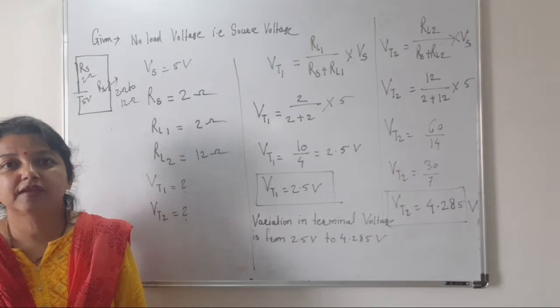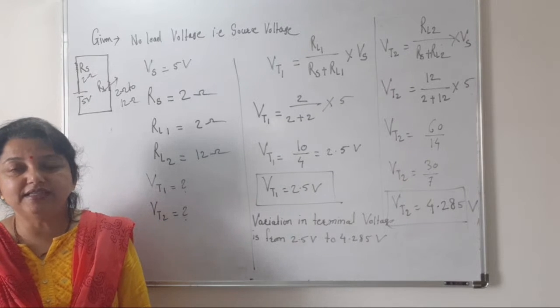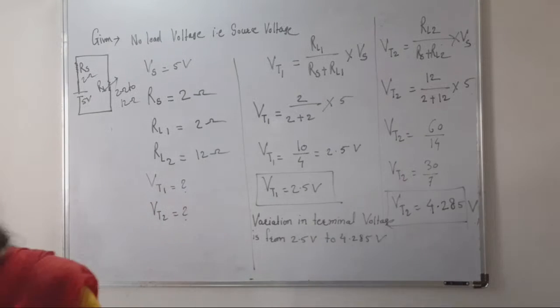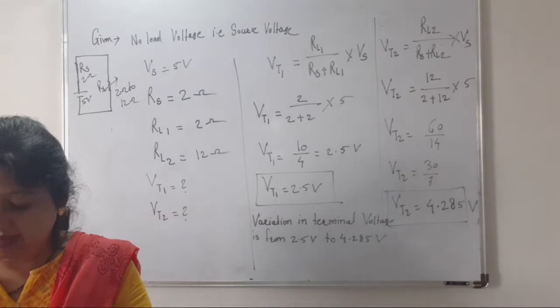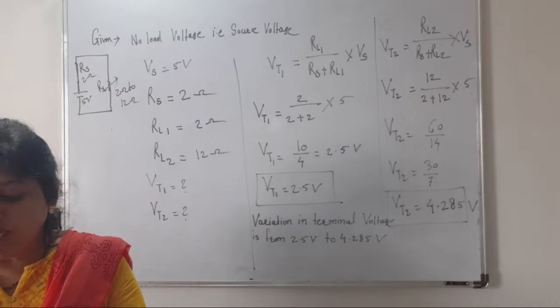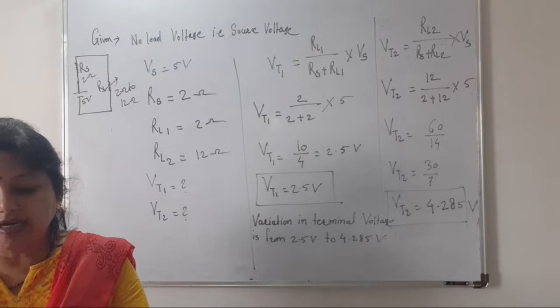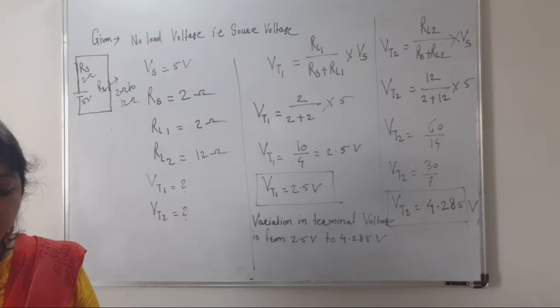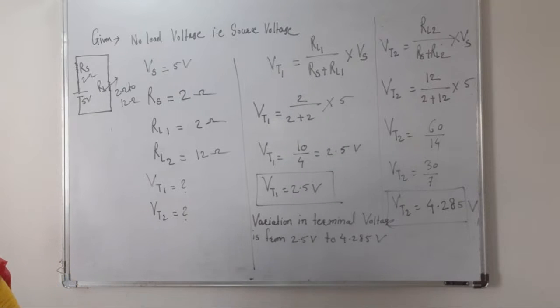Does everyone understand this? Now we are going to simplify an exercise numerical that is unsolved in your textbook. Go to page number 36. A DC source has... all of you complete this.